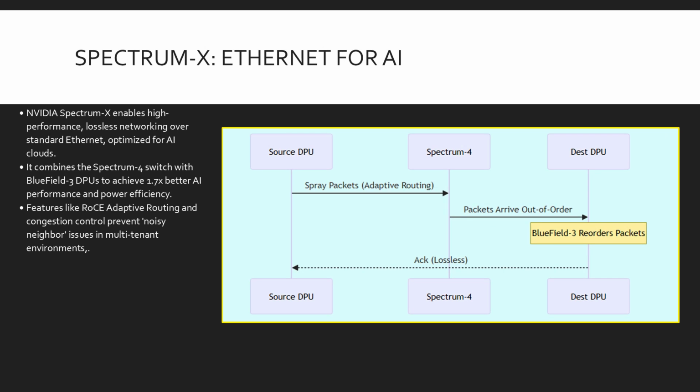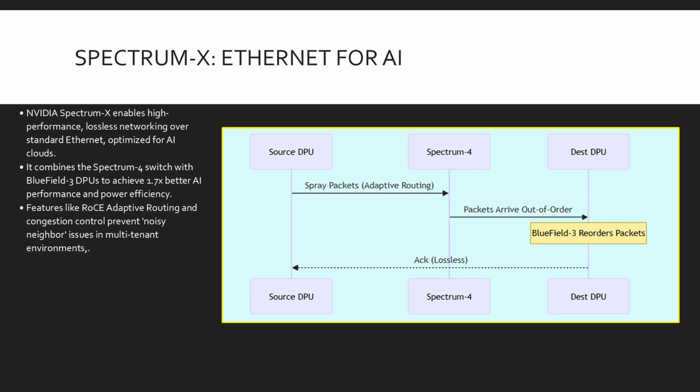While InfiniBand is powerful, many cloud providers prefer Ethernet. However, traditional Ethernet is lossy and slow for AI. Enter NVIDIA Spectrum-X. This platform tunes Ethernet for AI by combining Spectrum 4 switches with Bluefield 3 DPUs. It introduces lossless Ethernet capabilities, ensuring data isn't dropped during transmission.